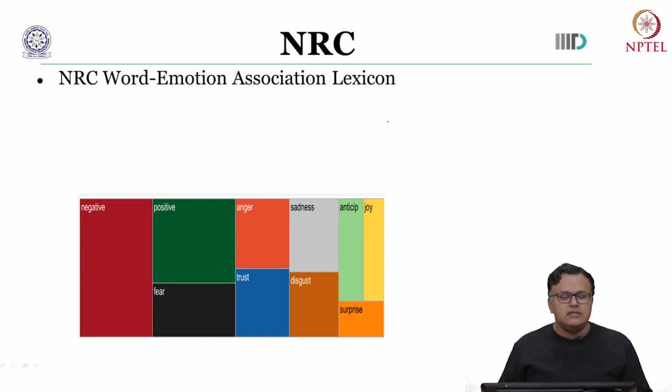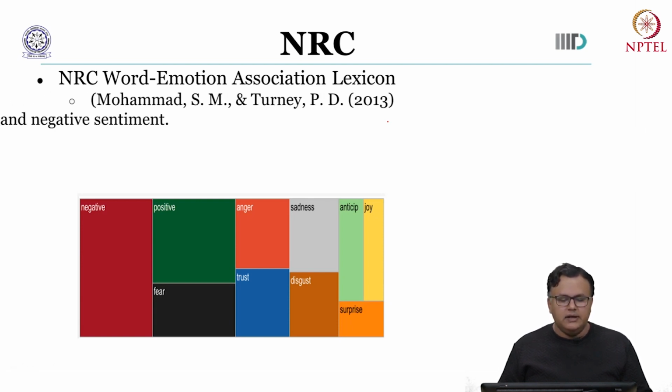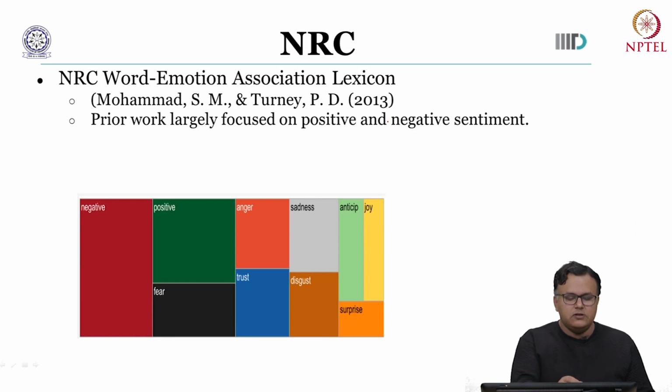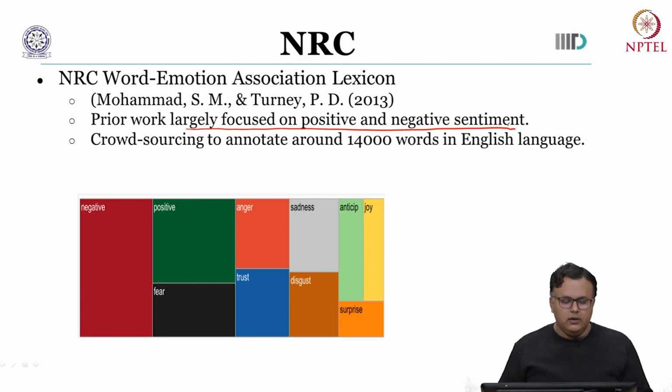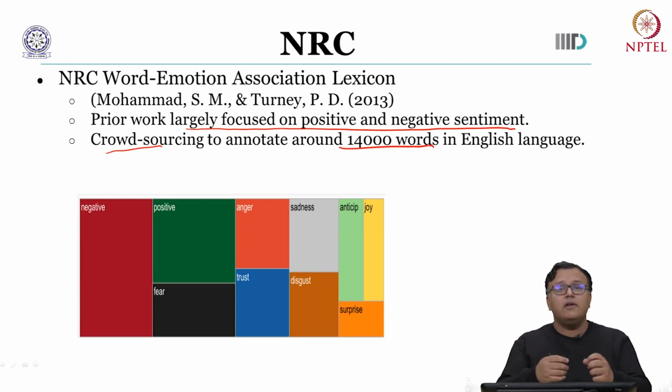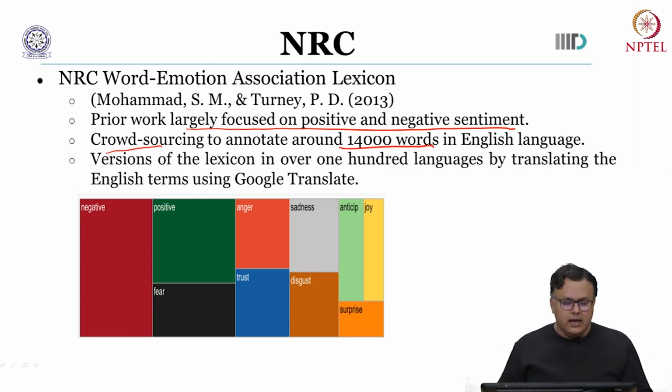Now, let us look at another standard resource. This is the NRC Word Emotion Association Lexicon. Collected in 2013, this is based on prior work which largely focused on positive and negative sentiments. So, the authors said, well, let us crowdsource and annotate 14,000 words in the English language. When you are crowdsourcing, you can have a large number of labelers who are annotating the data. They have different versions of the lexicon in over 100 languages, which are translated using Google Translate.